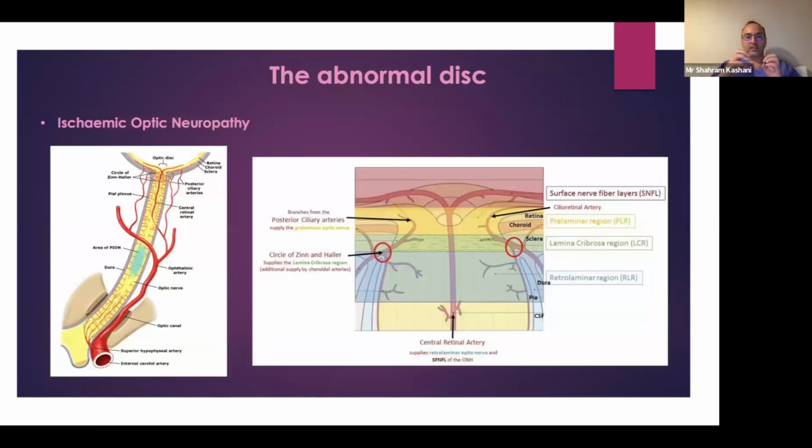So you've got vascular causes here. This is one thing that we're going to spend a little bit of time on.